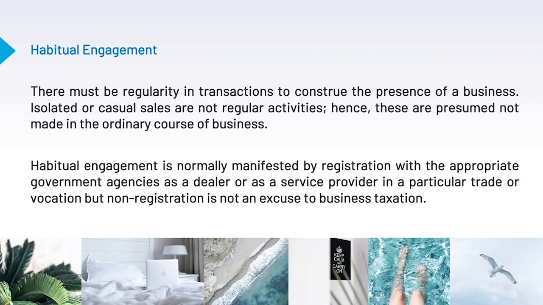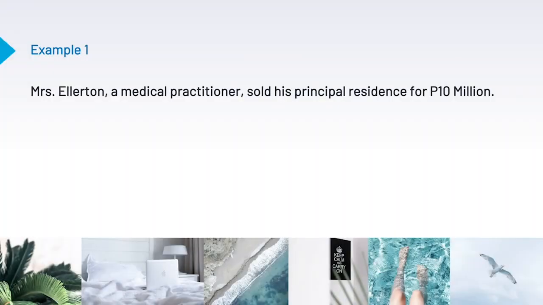So, to understand better, let's have some examples. Example number 1, Mrs. Ellerton, a medical practitioner, sold her principal residence for 10 million. The sale of real property by a non-realty dealer is a casual sale, not made in the course of business. Hence, it is exempt from business tax. Since Mrs. Ellerton is a medical practitioner, the sale of her residence is exempt from business tax.